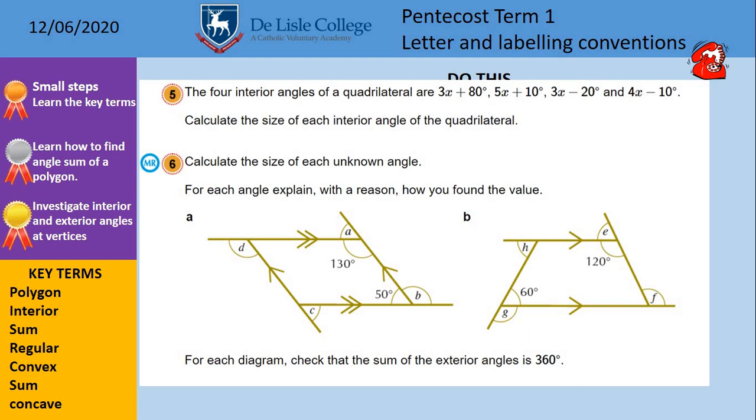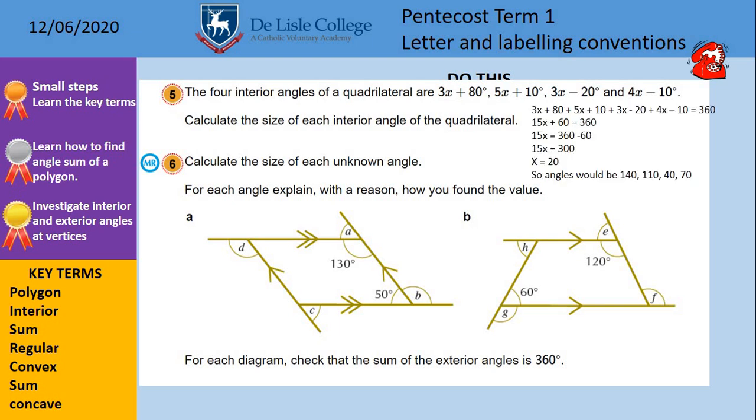Okay, first up then, four interior angles of a quadrilateral are given to us there with various algebra, and it looks a little bit ugly and complicated. First of all, we should know it's a quadrilateral, so the interior angles must equal 360 degrees. So those four that are given to us must equal 360 degrees.